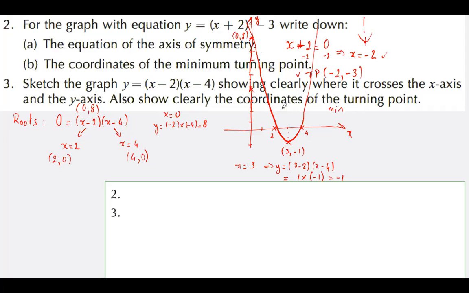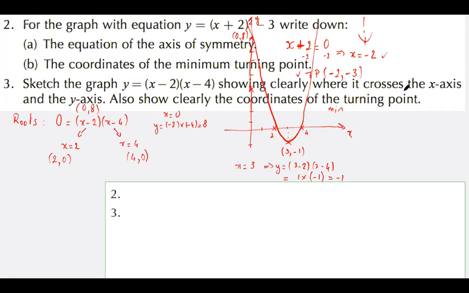Okay, so you notice how we did it. Show clearly the coordinates. So you need to show that on your graph. The coordinates, not just doing the math. You need to show it on your graph. Show the y-intercept there, y-axis. Showing clearly where it crosses.